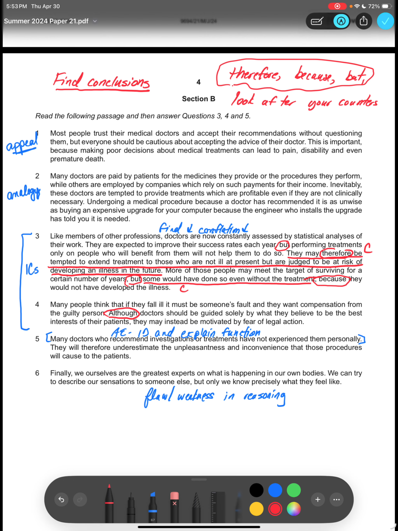Although doctors should be guided solely by what they believe to be best for their patients, they may instead be motivated by fear of legal action. Let's take a look at this.